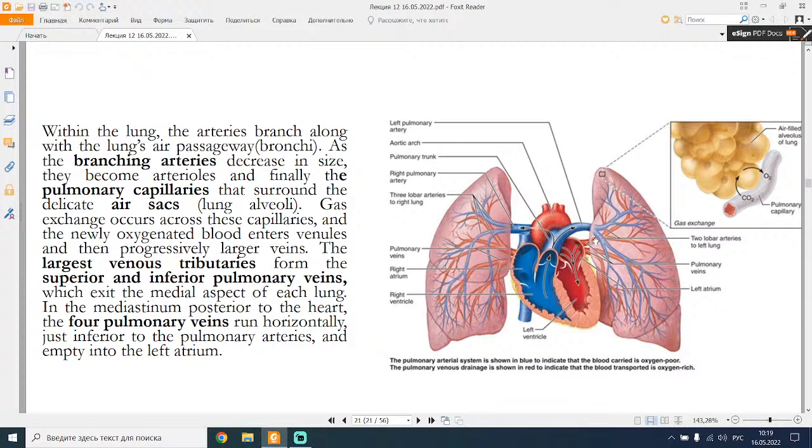The largest venous tributaries form the superior and inferior pulmonary veins. What you see: pulmonary veins, superior pulmonary vein left, inferior pulmonary vein left, and the same, superior pulmonary vein right, and inferior pulmonary vein right.